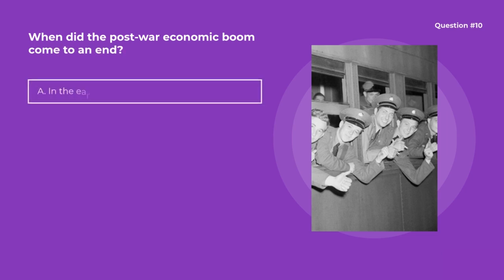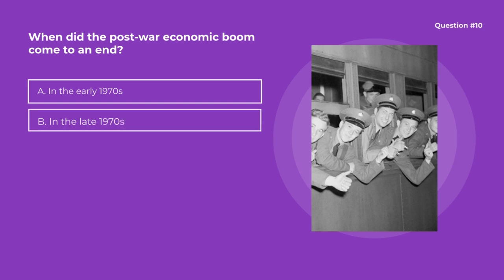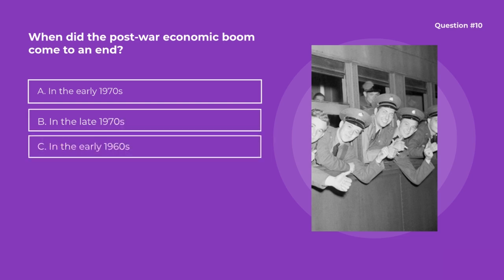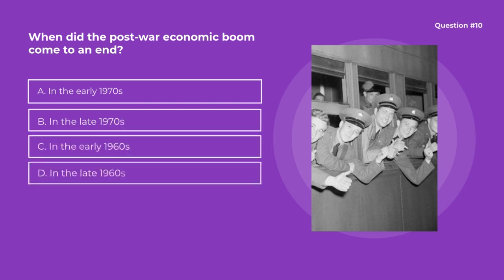Question number 10. When did the post-war economic boom come to an end? Options are A. In the early 1970s, B. In the late 1970s, C. In the early 1960s, D. In the late 1960s. Correct option is A. In the early 1970s. Economic difficulties began to emerge at that time.